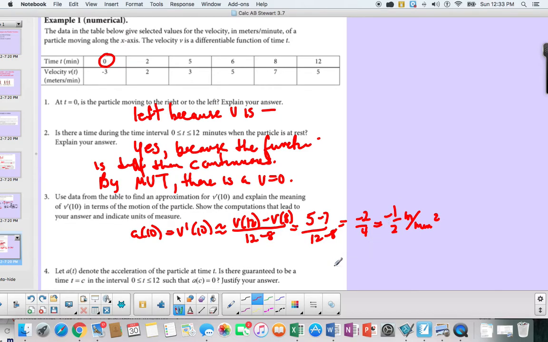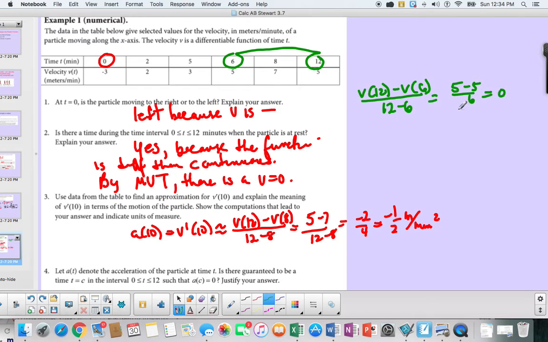This is velocity. A of t denotes the acceleration. Is there guaranteed to be a time c in the interval where the acceleration is equal to 0? I'm going to look at this spot and this spot. And the reason I'm looking at that is because I know the average rate of change of velocity, so v of 12 take away v of 6, all divided by 12 minus 6, is equal to 5 take away 5 all over 6, which is 0.